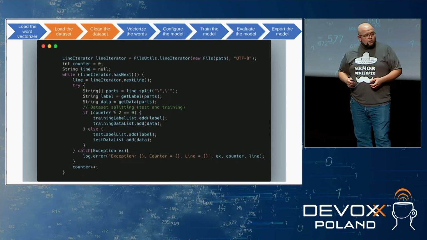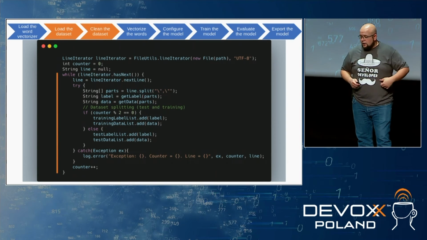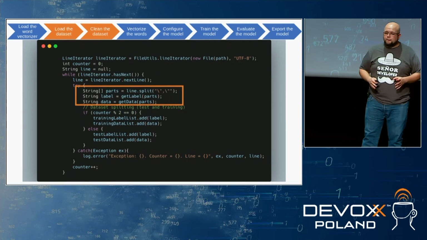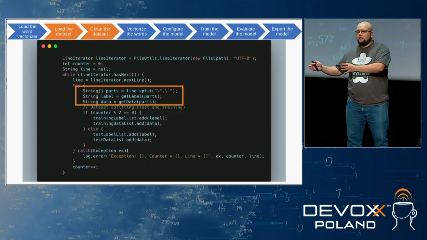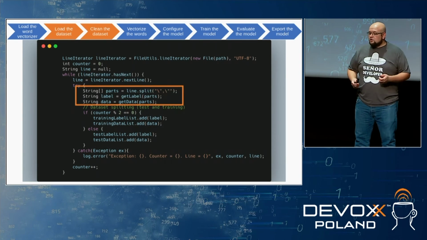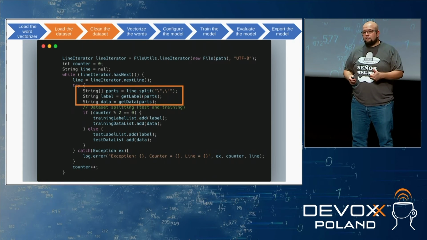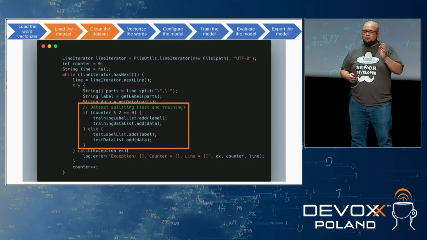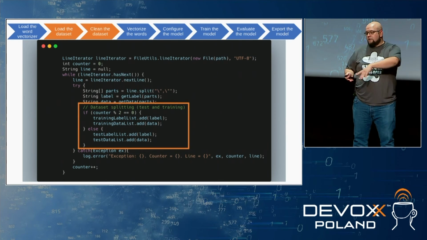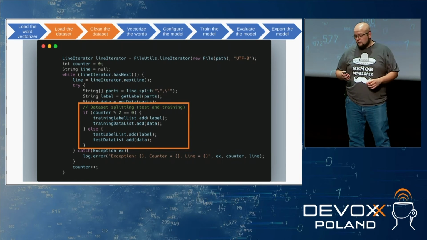So after that, we load the data set. We just go through all the lines, and then we extract the required data. This data set has a lot of other data that in this case is not that important. So we just extract the label and the tweet. And then as we are already iterating over this, we take the chance to split into test and training.